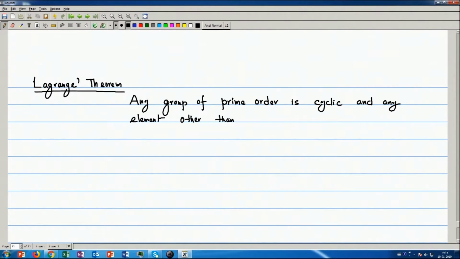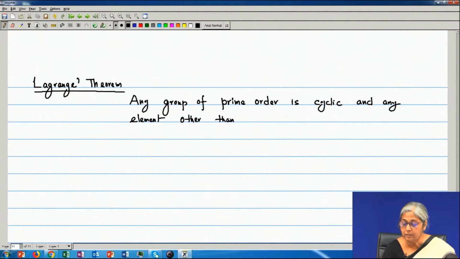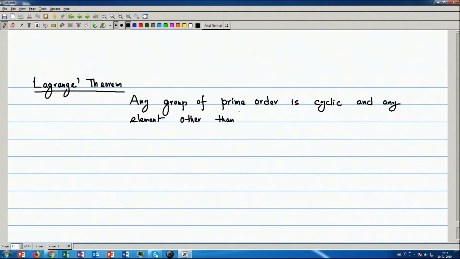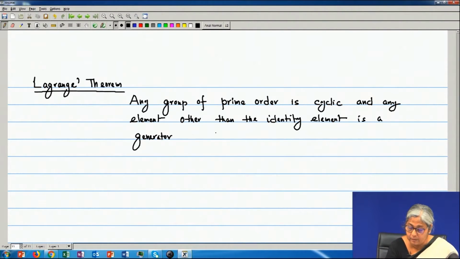So, it tells about the order, and any group of prime order is cyclic, and any element other than the identity element is a generator of that group. Since it is a cyclic group, it has some generator, and other than the identity element, any element can be the generator.